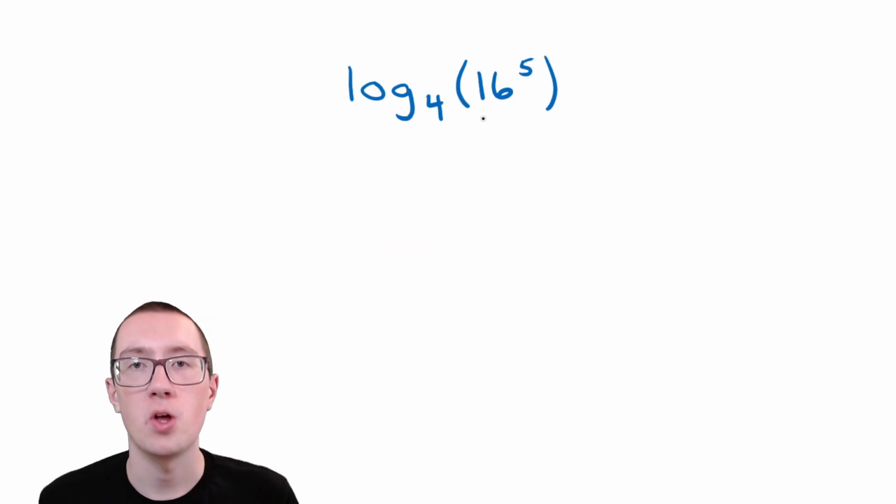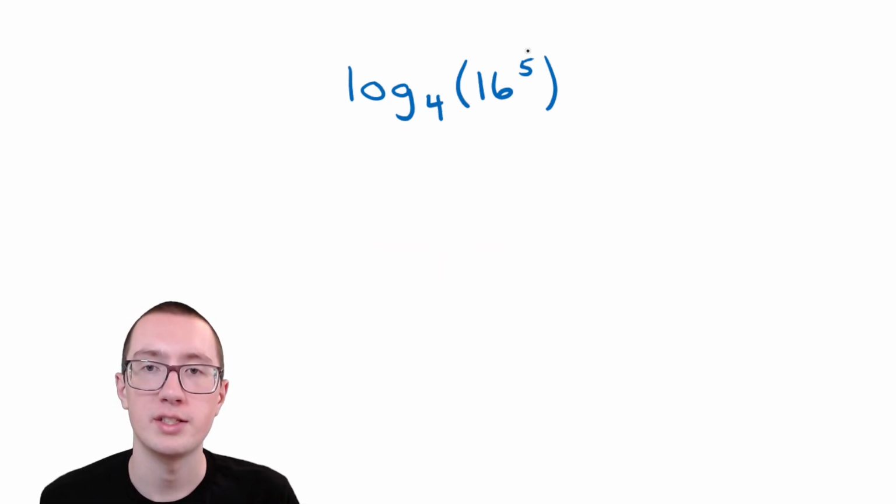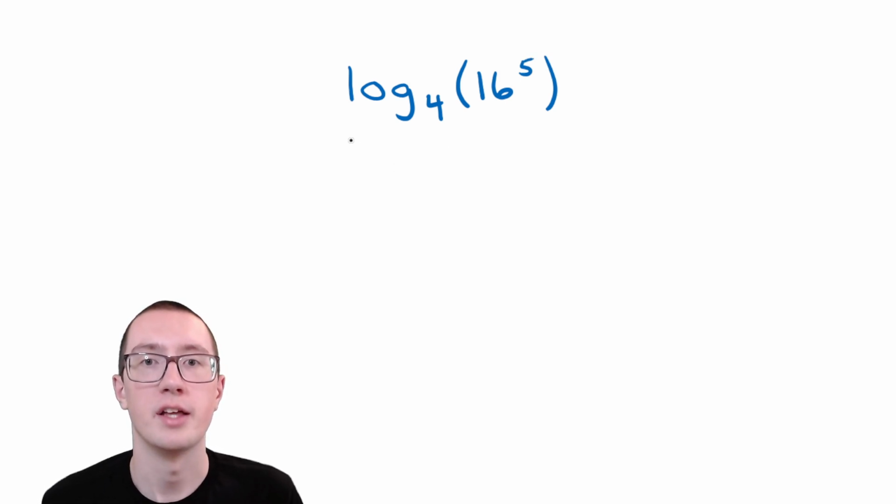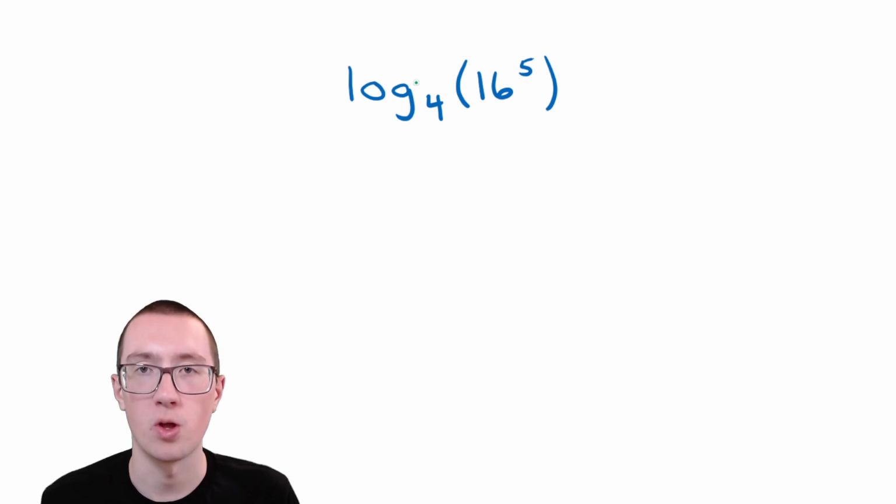All right, our final log property has to do with this exponent here. So if you wanted to solve this log normally, you could put in your calculator 16 to the power of 5. That's going to give you some huge number. And then you have to figure out what exponent needs to go on 4 to get the huge number. And that would be kind of hard. But we have one more power rule that we can use for logs.